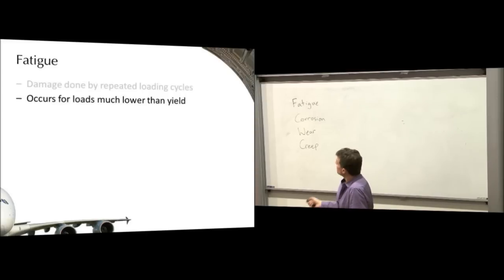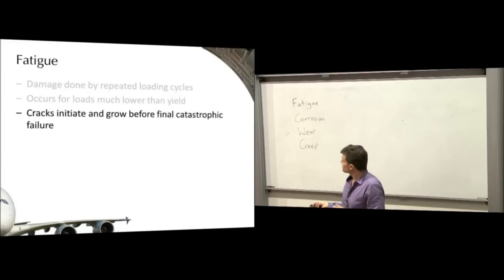It occurs for loads much lower than the yield of the material. So if you were to take an aluminium bar and test it in a tensile test machine like we have in the solids lab, the expectation would be you maybe get 270 megapascals or so before it yielded. If we cyclically loaded it at 150 megapascals, eventually it would crack, and that's due to fatigue. There's an initiation and a growth, and we'll talk about those processes in a little while.